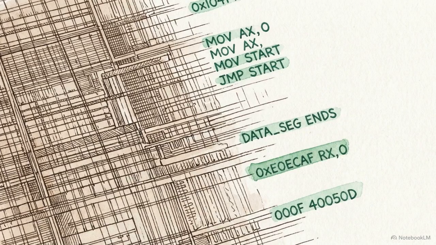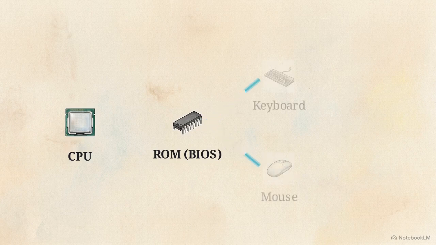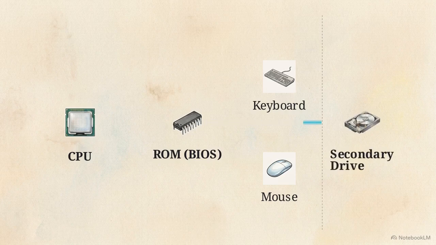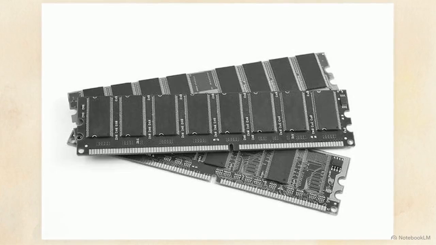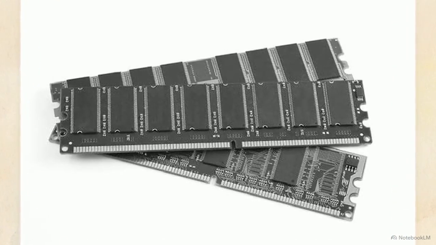Etched into this chip is a very specific set of initial instructions, known as the bootstrap loader, or system firmware. When power hits the system, the CPU reads this bootstrap loader first. These instructions tell the processor how to wake up the connected hardware components, and crucially, how to locate and mount the disconnected secondary drives.